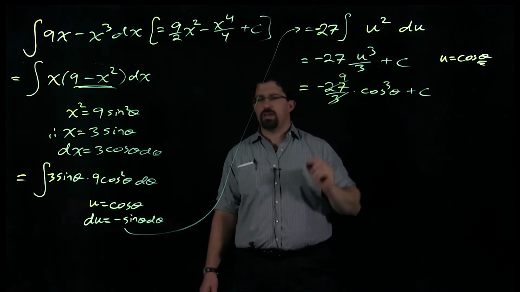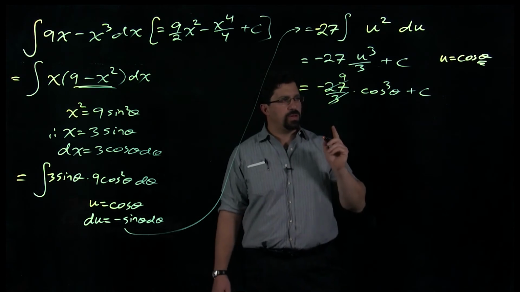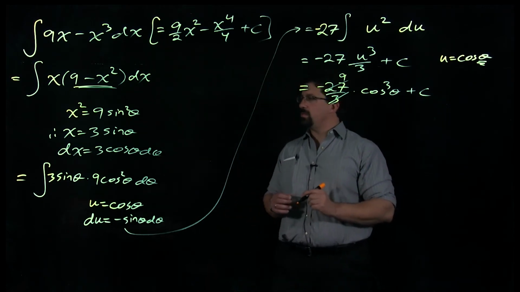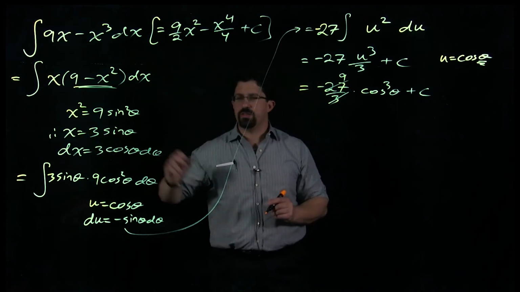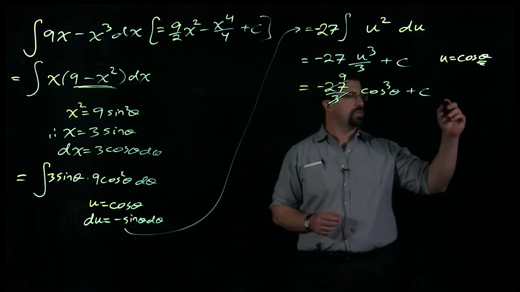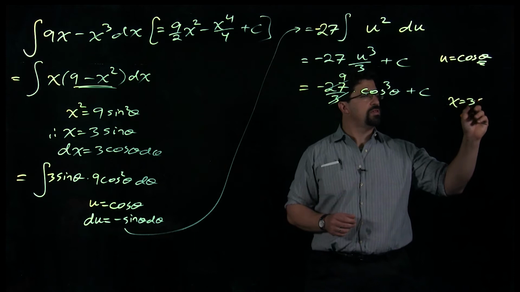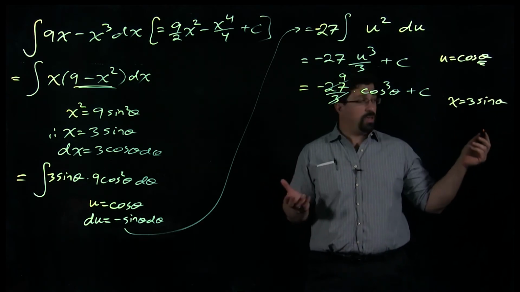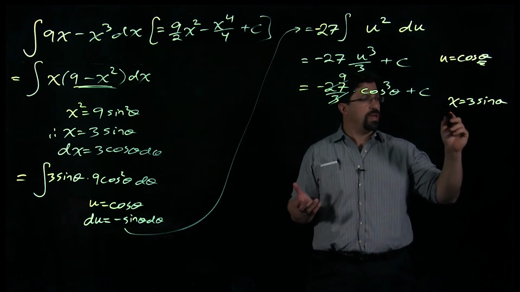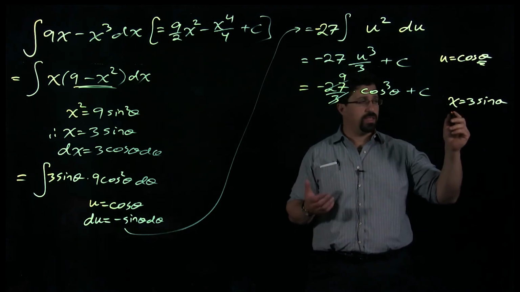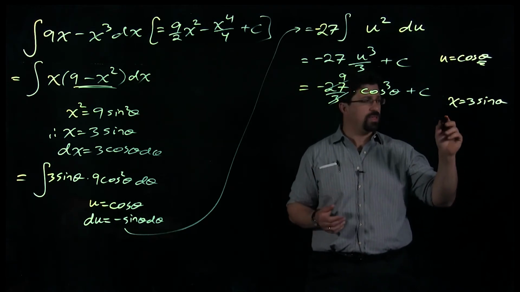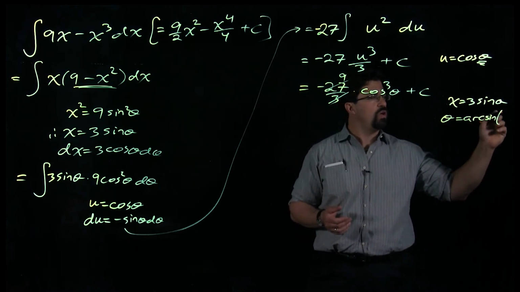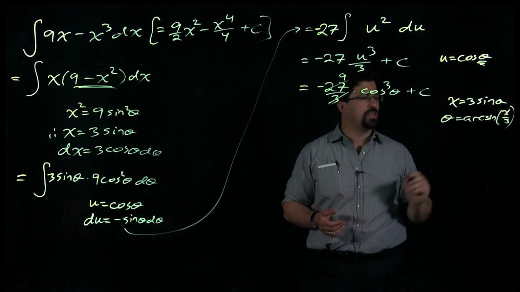And then cosine theta. Okay, cosine theta, I need to substitute for it, but what I have is x is equal to 3 sine theta. Okay, so x is equal to 3 sine theta. I could, if I wanted to, divide both sides by 3. You get sine is equal to x over 3. And so theta is equal to arcsine of x over 3.